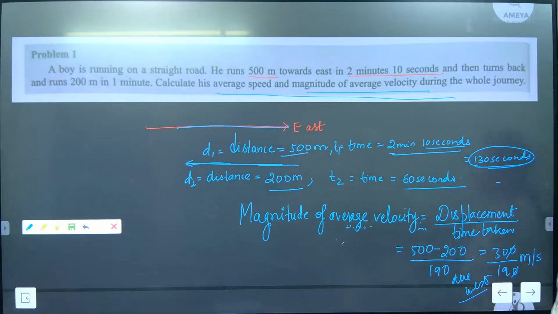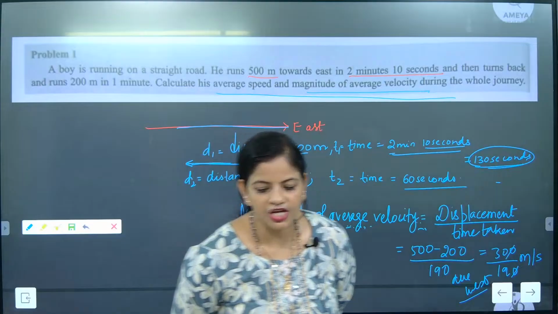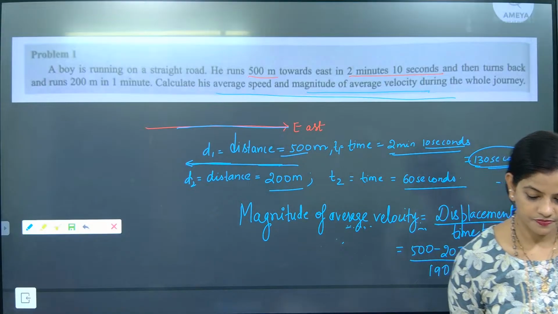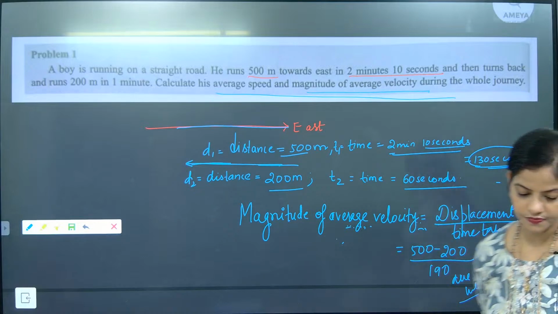Come on, go for it. We'll go for the next question after this. Finished? Note down. The direction is west direction.